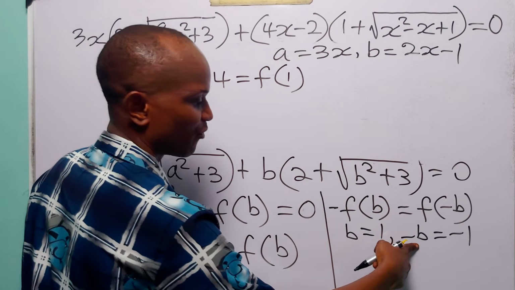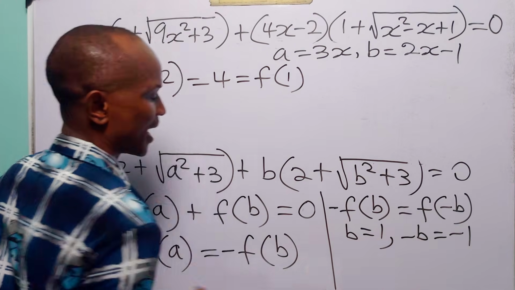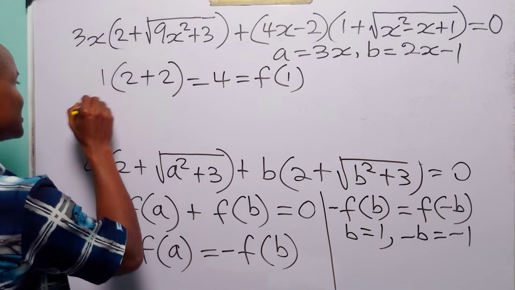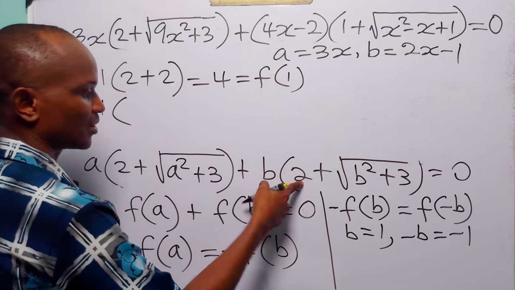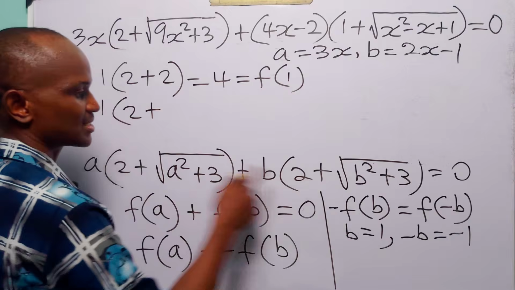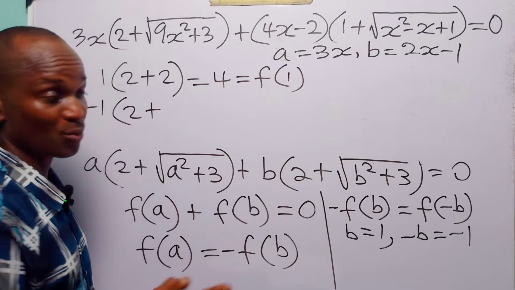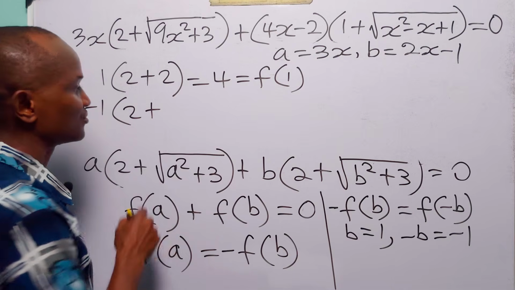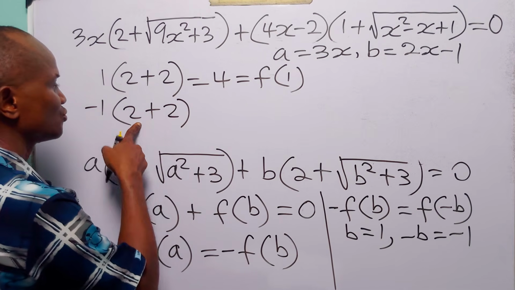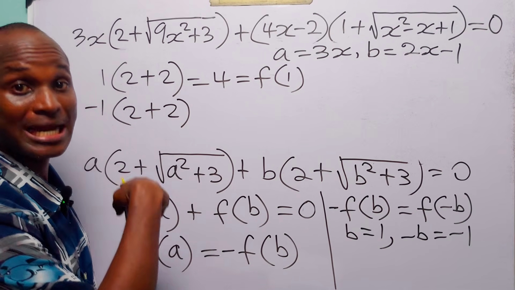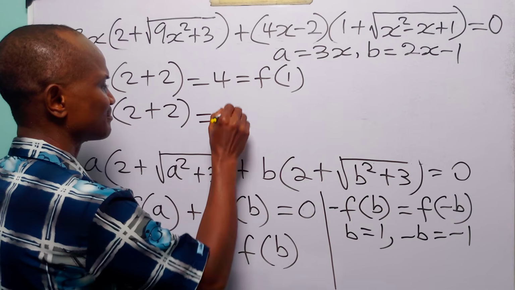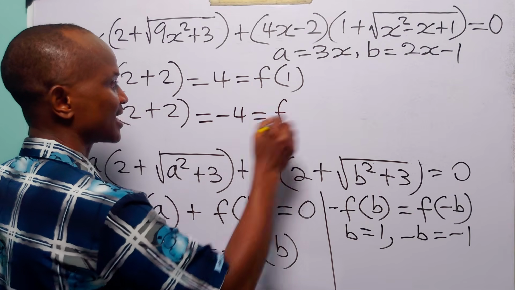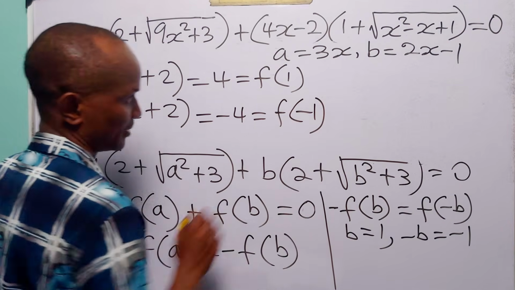Now let us find f of minus b, that is minus 1. This is minus 1. We still have 2 plus the square root of minus 1 squared, which is 1 plus 3, 4. The square root of 4 is 2. So here we still have 2. 2 plus 2 is equal to 4 times minus 1. Now this is minus 4. And of course, this is f of minus 1.